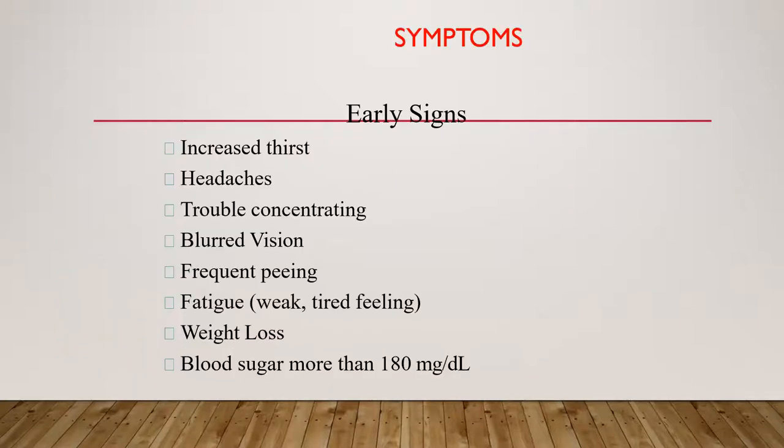Okay, now early signs: how to identify that blood sugar level is high or low, what are the early signs? Increased thirst, headache, trouble concentrating, blurred vision, frequent peeing, fatigue, that is a weak or tired feeling, weight loss, or blood sugar more than 180 milligram.